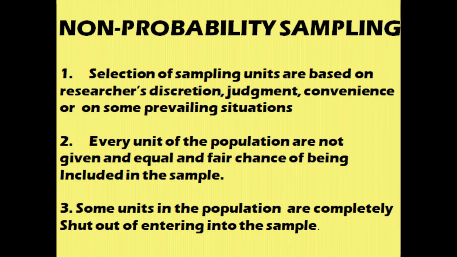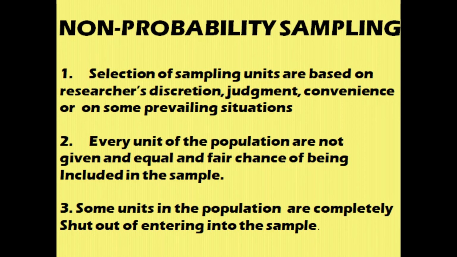On the other hand, in non-probability sampling, the units are selected most times at the discretion or the preference of the researcher. They depend on human judgment, convenience, availability, or some other human factors, depending on the situation that presents itself to the researcher.